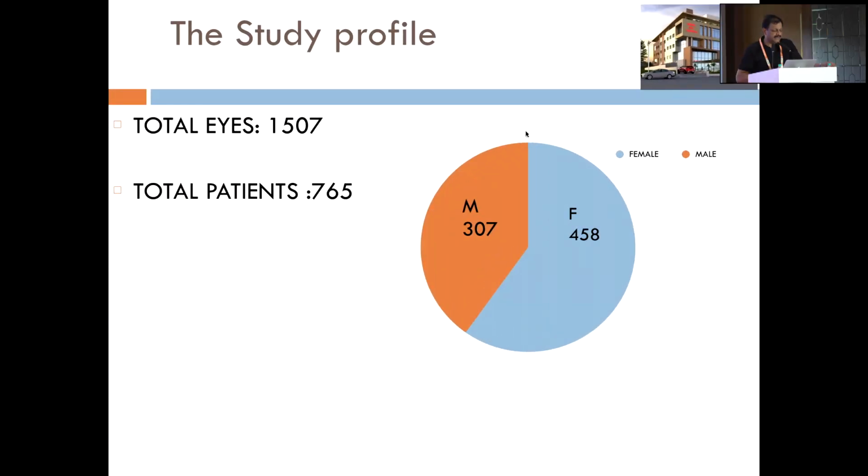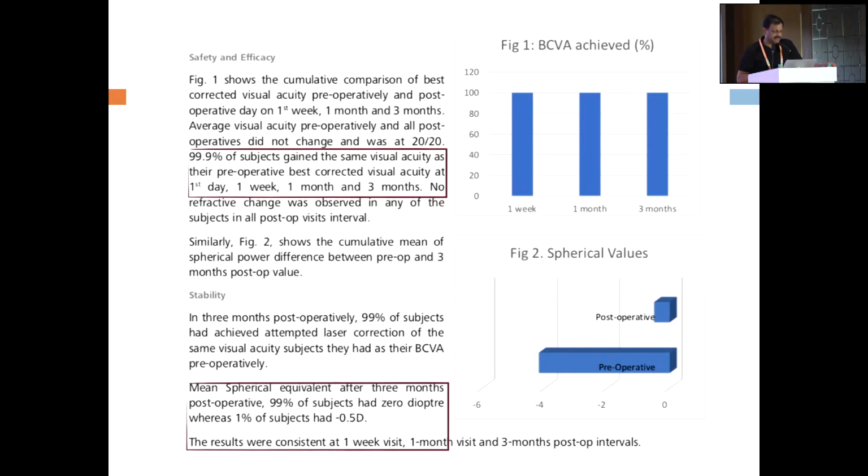In total we did almost 1507 eyes, around 765 patients. And if you see here, for all the patients the BCVA was close to almost 100%, and there was no drift and no shift between 1 week, 1 month and 3 months post-operatively. For the mean spherical equivalent at 3 months post-operative, 99% of the subjects were close to 0 diopters, and 1% of the subjects were at close to minus 0.5 diopters.